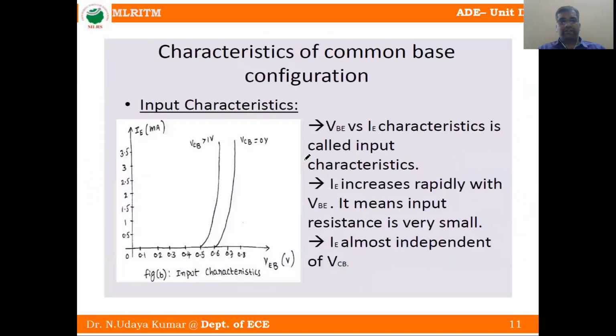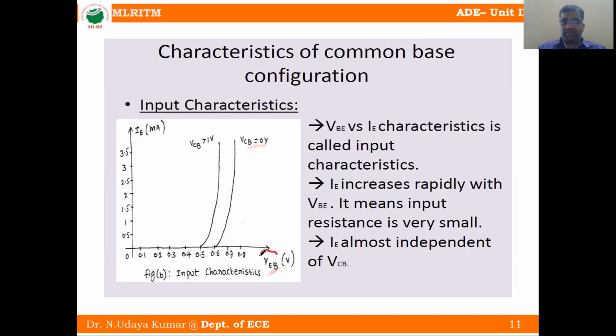I will explain clearly in this graph. Input characteristics means VEB, the emitter base junction, on the left hand side. What is the current on the input side? IE, the emitter current, when VCB is equal to some constant value. First we put VCB equal to 0 volts. How to put VCB equal to 0? By varying IC we can minimize it or put some fixed value to VCB, and varying VEB.